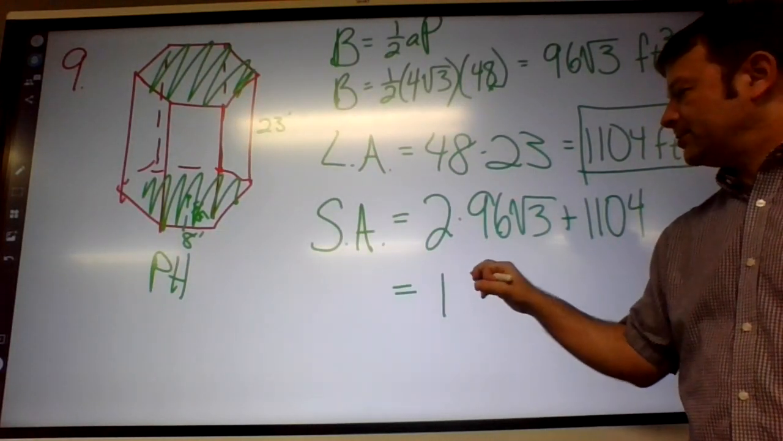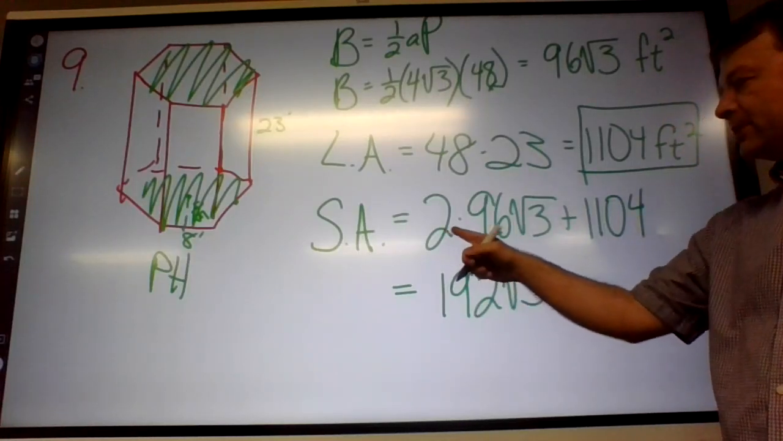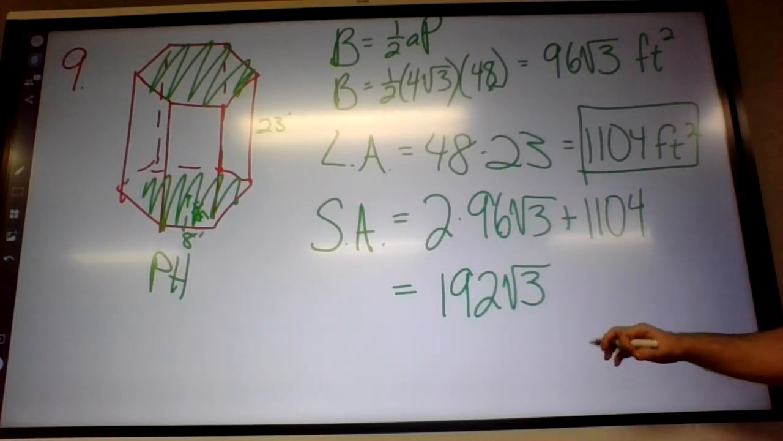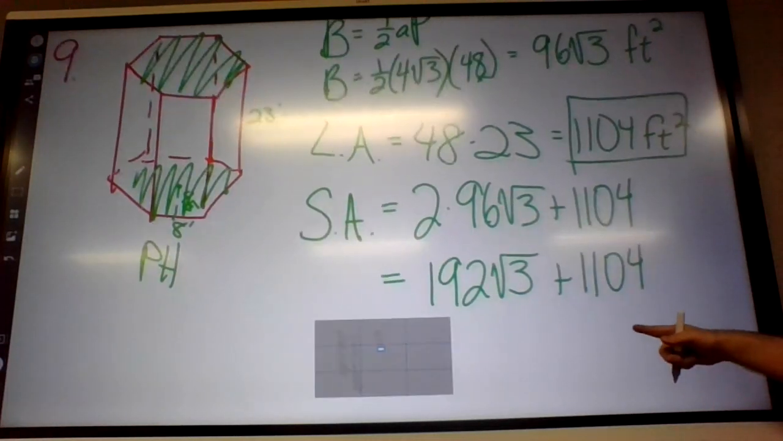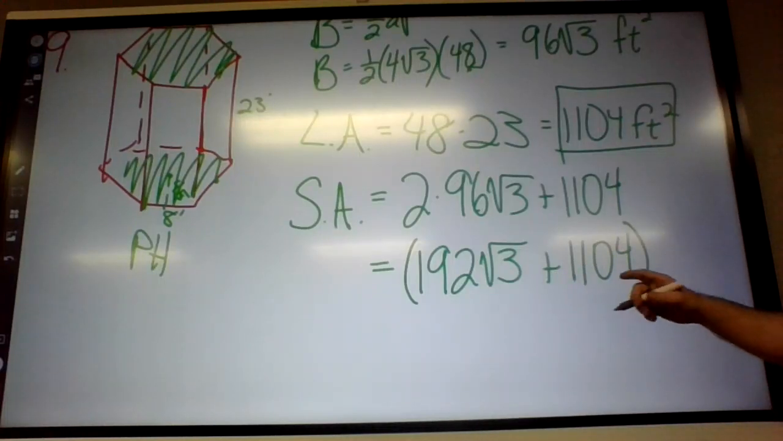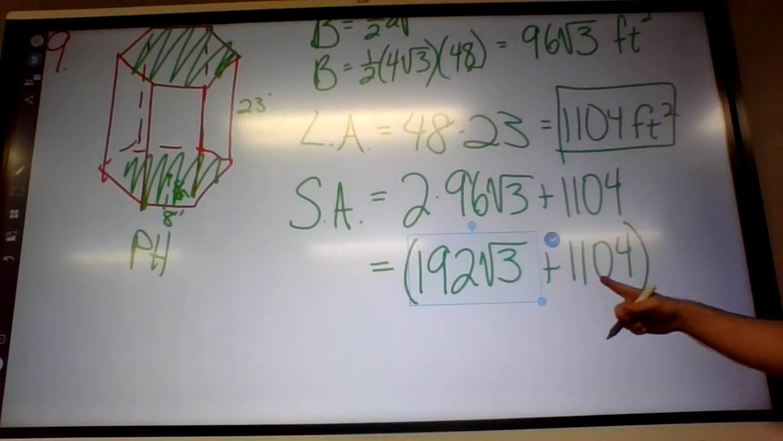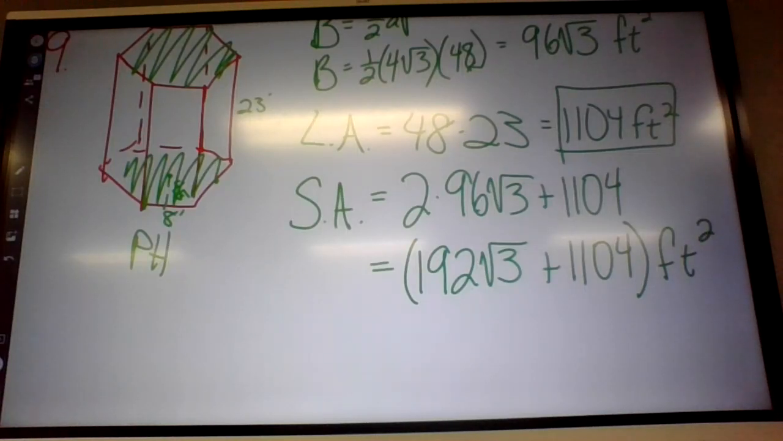Alright, so this comes out as 192 when you multiply this by 2, square root of 3. And if we don't turn it into a decimal, that's as simple as it gets, because these don't add nicely together. Or you can hit the decimal button on your calculator and turn it to decimal.